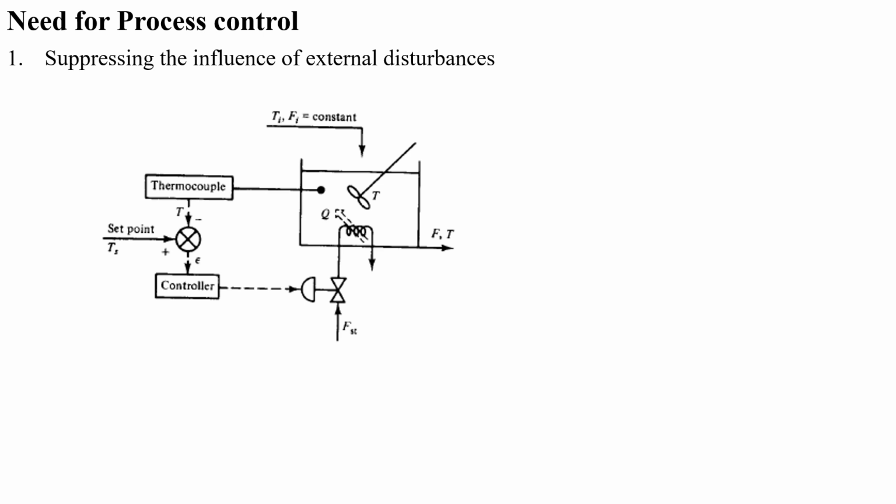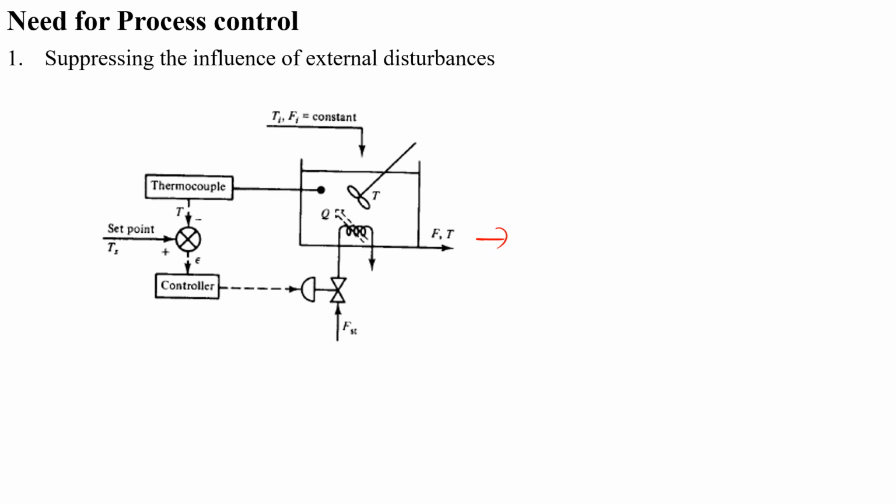Then we'll move on to the need. So what is the need for process control? Why do we need process control? That is classified into three categories. The first category is suppressing the influence of external disturbances. Here, in this example, this is the input, which has the input temperature and the input flow rate, and here this is the output flow rate or temperature of the tank.